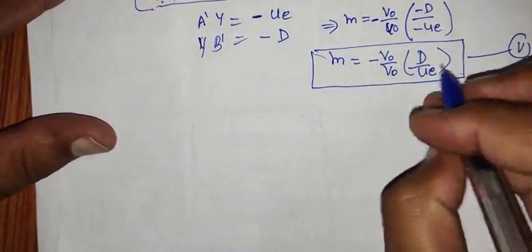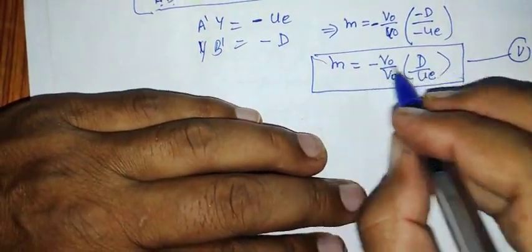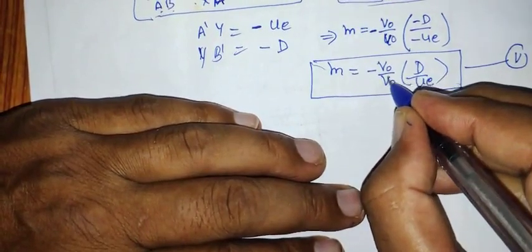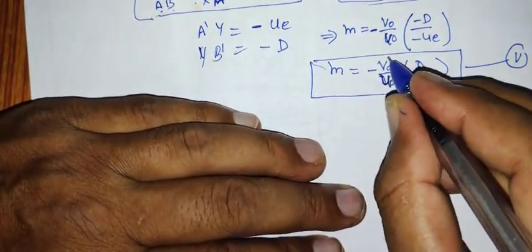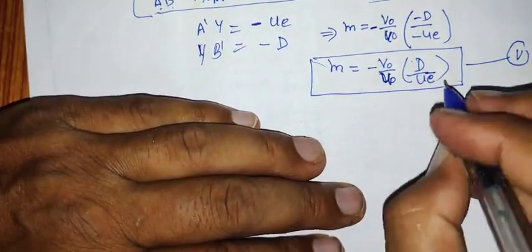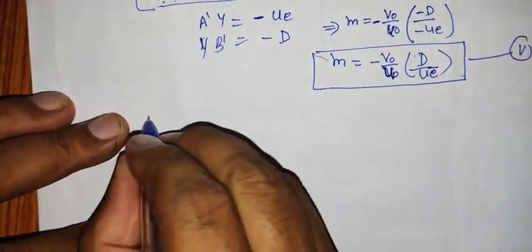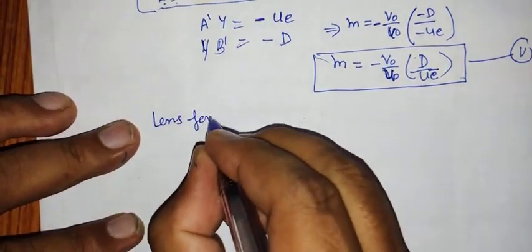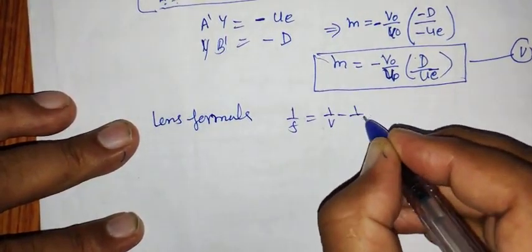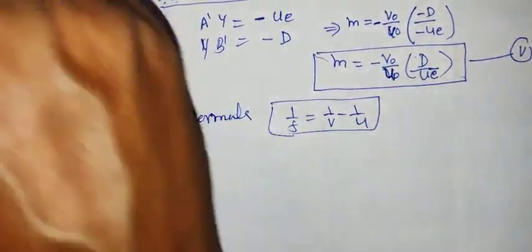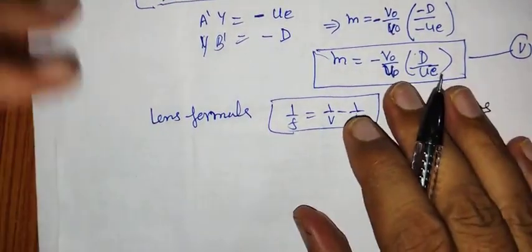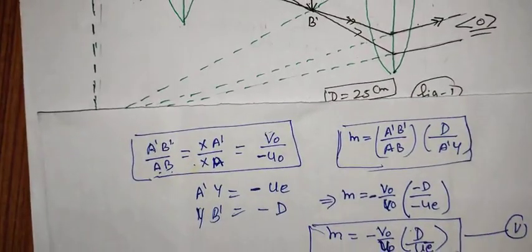What is required afterwards to obtain the simplified formula for magnification M? V naught and U naught we will keep as they are, and the value of 1 upon UE will be obtained by the lens formula. This is 1 by F is equal to 1 upon V minus 1 upon U. This lens formula we will apply for the eye lens. So see here in the diagram, in the eye lens.